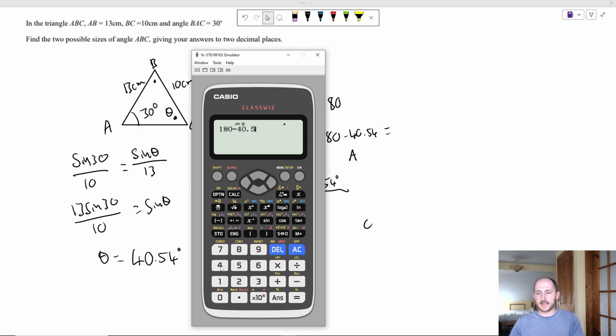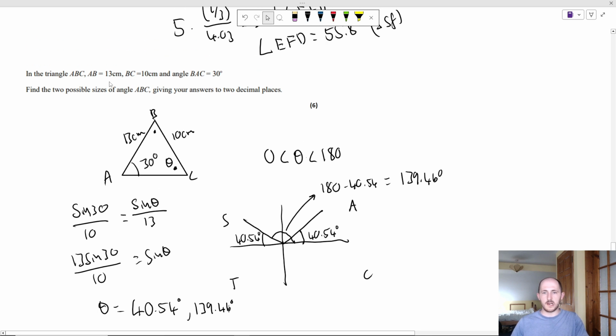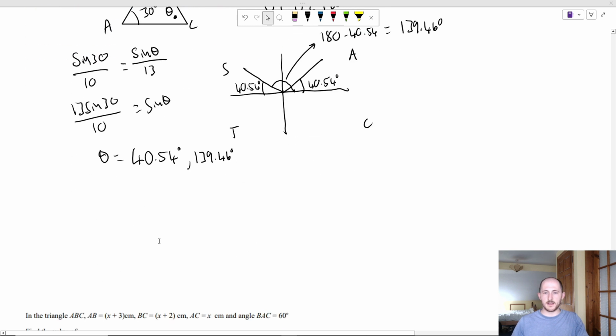And remember, they did actually say there'd be two different values, didn't they? And we have two different values. Now, this isn't my answer. I know, right? It seems a bit strange. But remember, we're not looking for this angle theta. We're looking for the angles ABC.